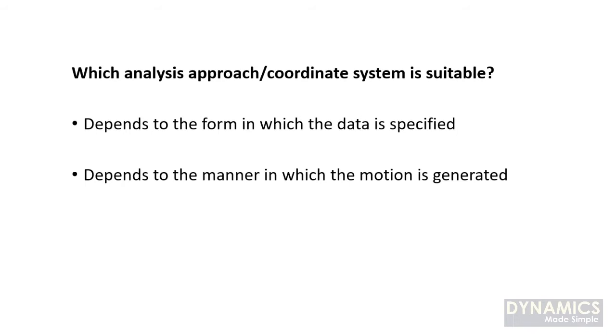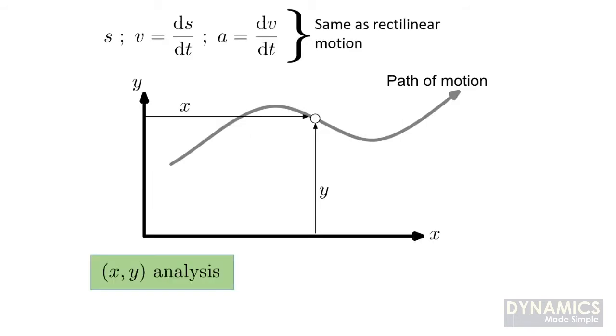For example, information on radius of curvature usually indicates nt analysis is needed to solve the problem. Certain types of motion are suited particularly well for certain types of analysis approach. For example, problems involving projectile will normally be solved using XY analysis. Let's start with XY analysis.